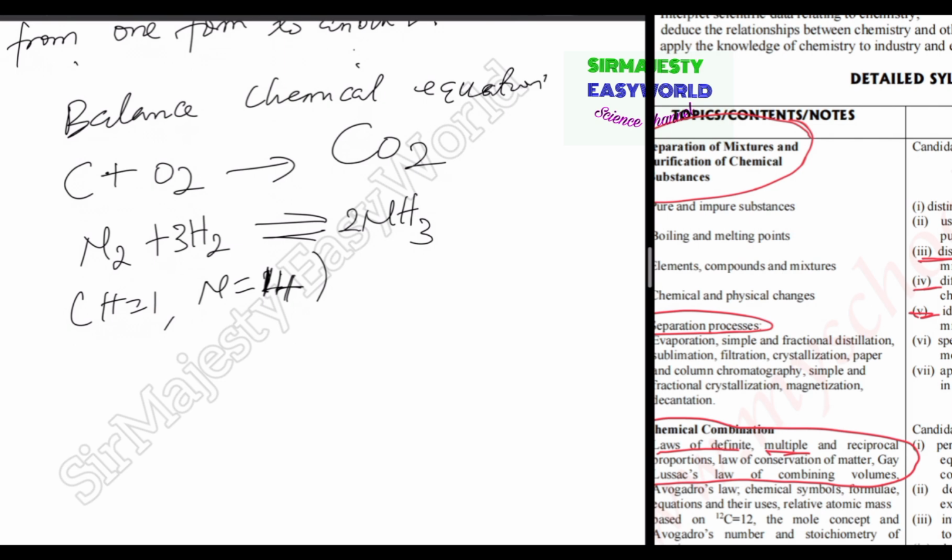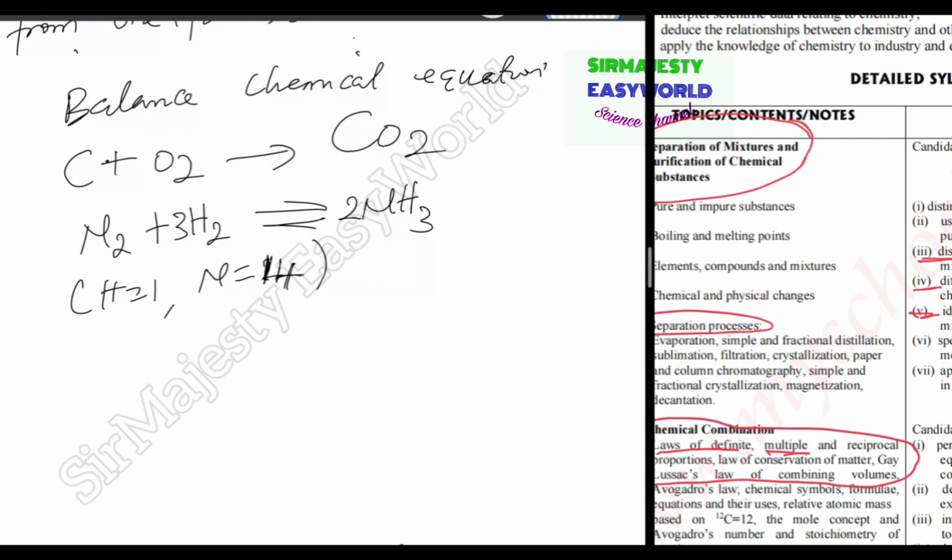If we calculate the total mass over here, it must be equal to the total mass here. That's why you must balance a chemical equation, to show that energy is conserved, matter is conserved, mass is conserved, atoms are also conserved. So if you check the total mass on the reactant side, let's go.